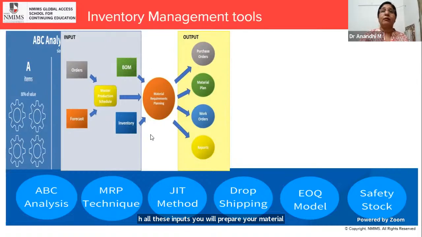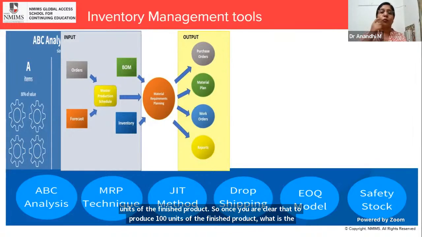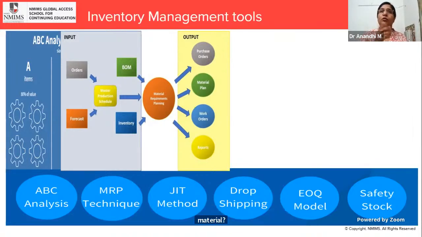So once you are clear that to produce 100 units of the finished product, what is the material I require? 100 units plus my marginal safety stock. That is where you will have a control mechanism. If only 100 units of product are going to be produced, what is the point in having 200 units as inventory? So your material requirement planning will tell you very clearly the exact level of production you're going to do, and accordingly how you need to plan your inventory, right? That is again one management tool, an inventory management tool.